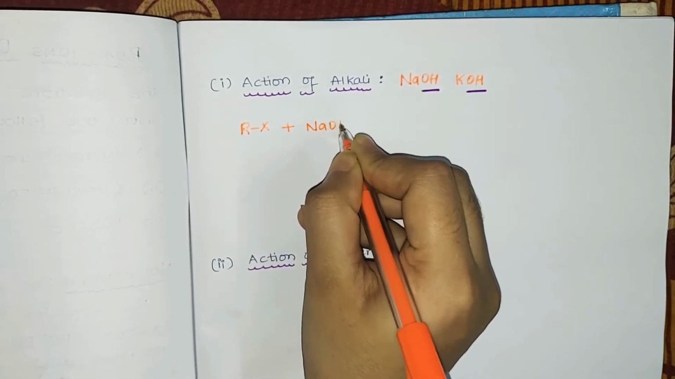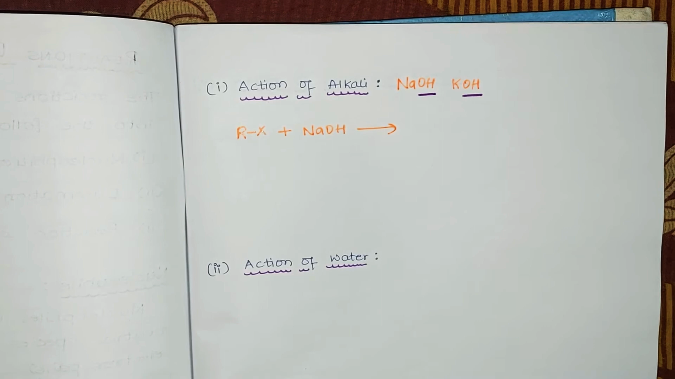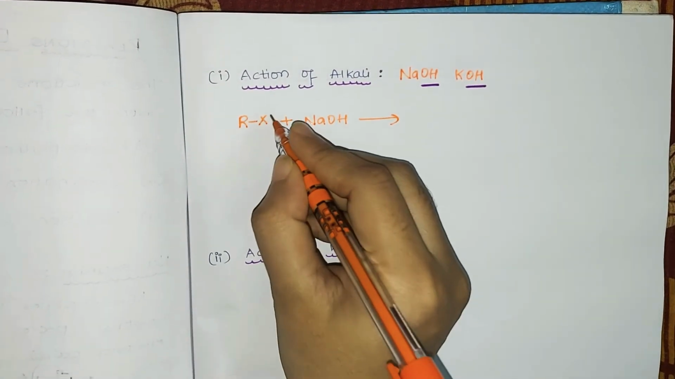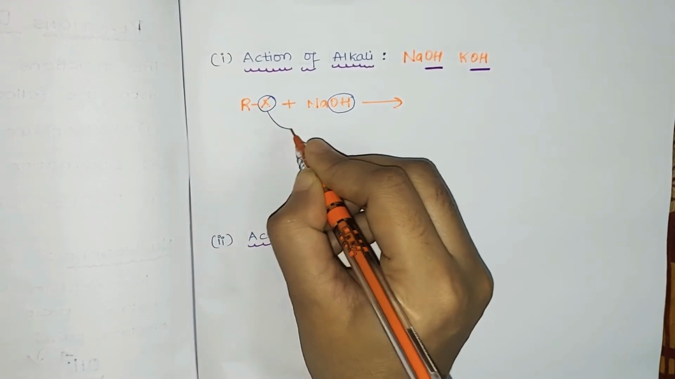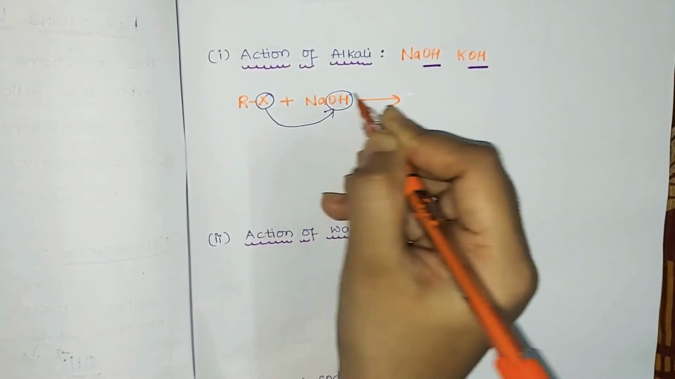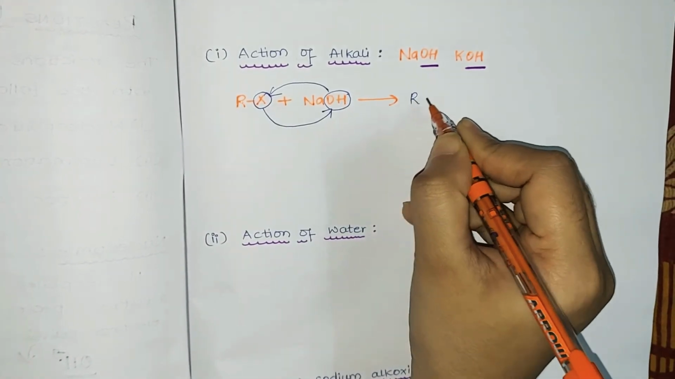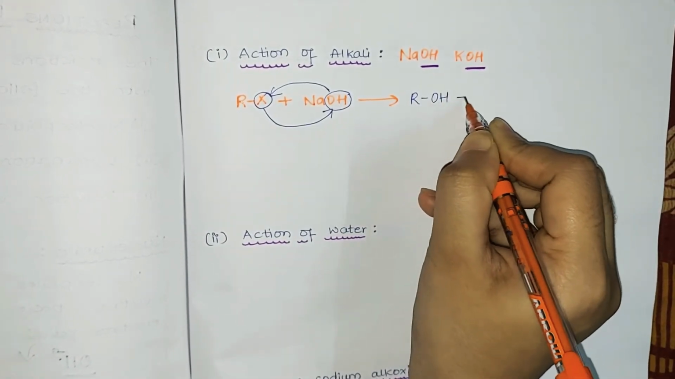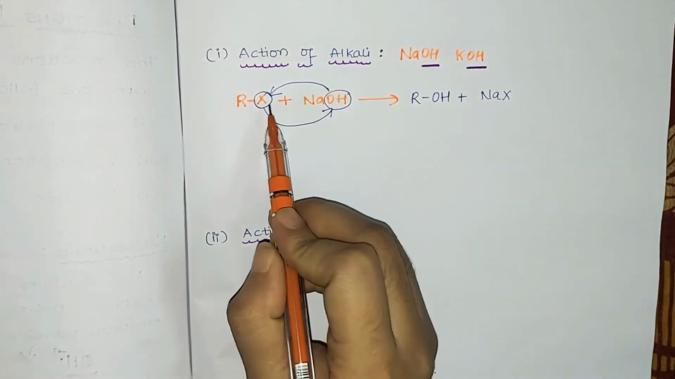what will be the product obtained? What we are studying here is nucleophilic substitution. We know the halide is nucleophilic in nature and NaOH has OH as the nucleophile. So the halide goes in the place of OH and OH in the place of X. What is the product obtained? ROH plus NaX. When an alkyl group is bonded to OH, we get the product as alcohol.